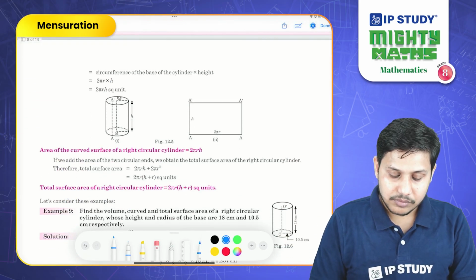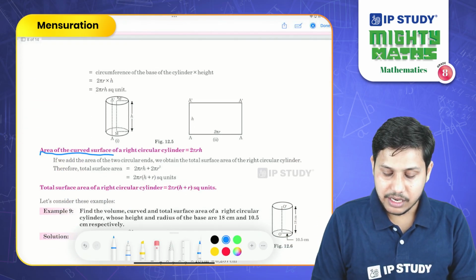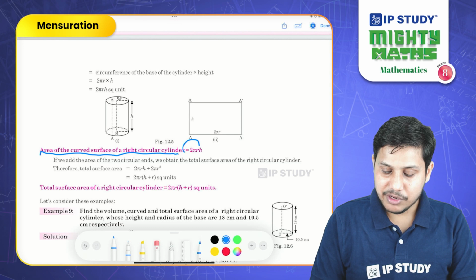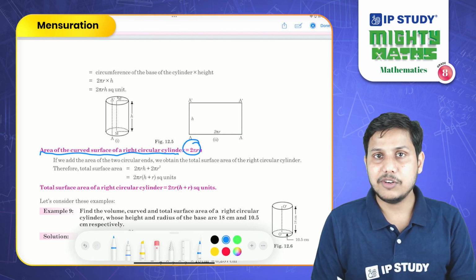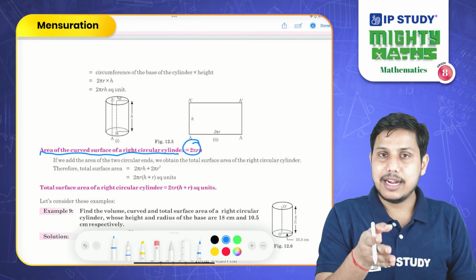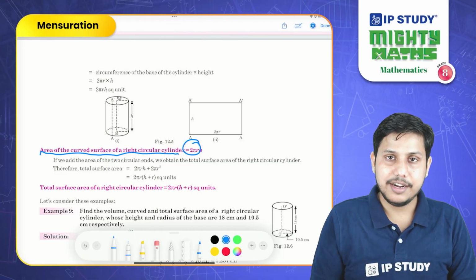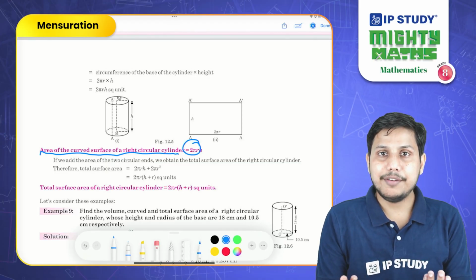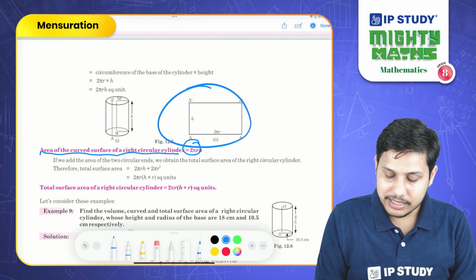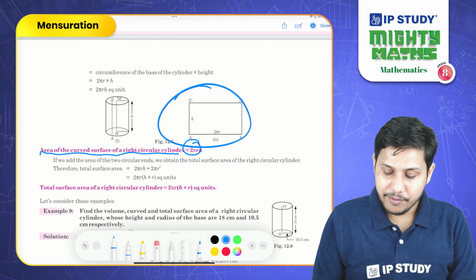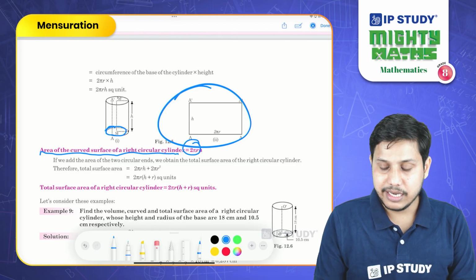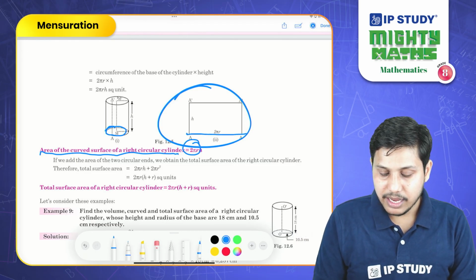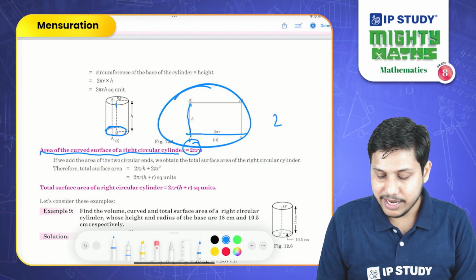So area of curved surface of a right circular cylinder is given by 2 pi r h. Why? Because if we cut this cylinder height-wise and open that figure, it will look like a rectangle, where 2 pi r, the circumference of this cylinder, makes the length, and height will be the breadth of this rectangle. So the curved surface area is given by 2 pi r h.